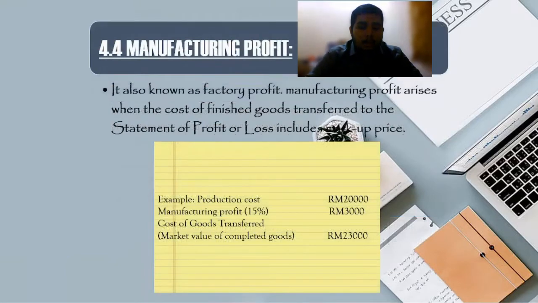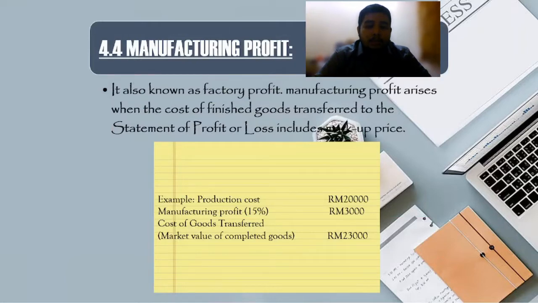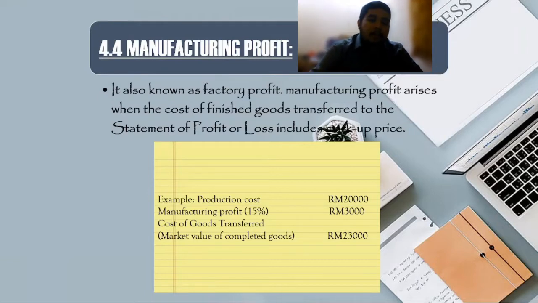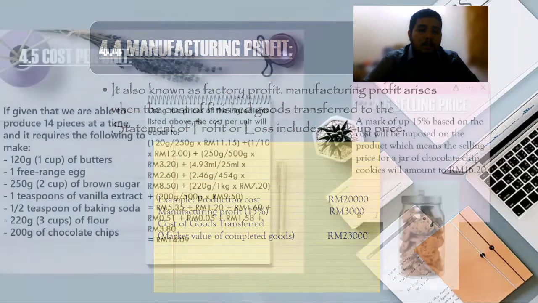Manufacturing profit. It is also known as factory profit. Manufacturing profit rises when the cost of finished goods transferred to the statement of profit or loss includes markup price. As you can see, example of production cost, manufacturing profit, cost of goods transfer, market value of completed good in our slide. Right, cost per unit.